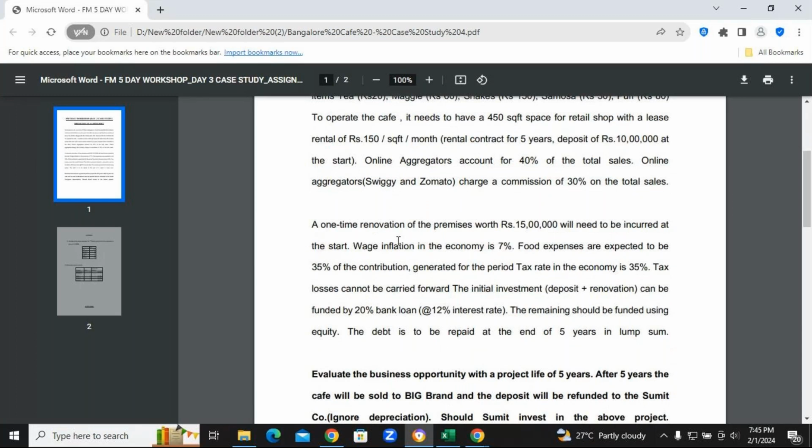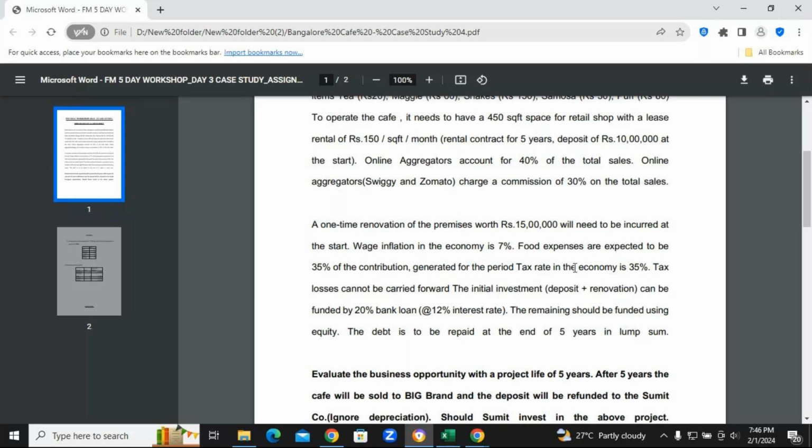A one-time renovation of the premises worth rupees 15 lakh will be needed. So he needs to do some renovation work, which might cost around 15 lakh rupees. The lease rental deposit along with the renovation has to be incurred at the start, so both have to be invested immediately in the beginning. Wage inflation in the economy is 7%. So whatever salary he is going to pay, there will be a 7% increment year on year.